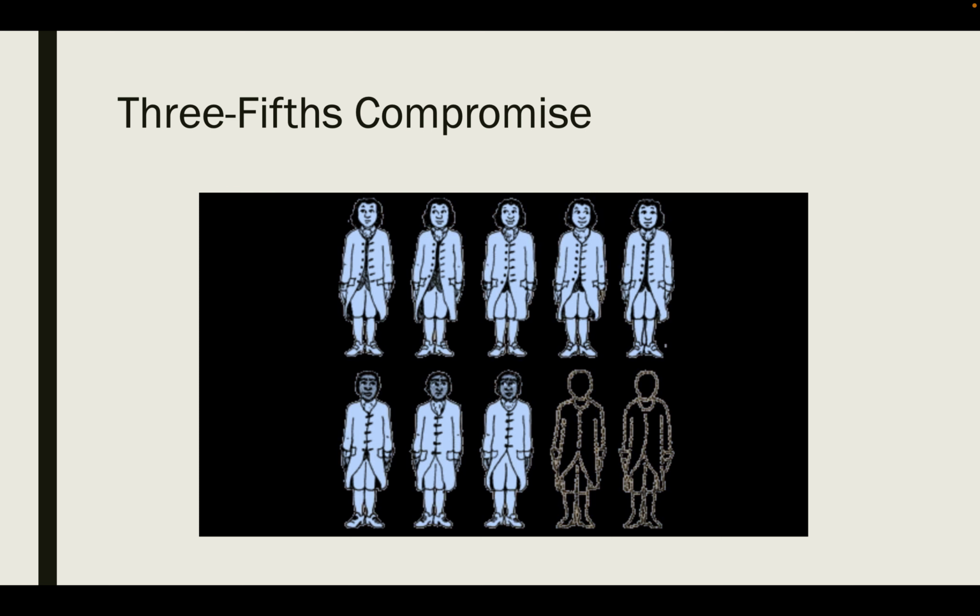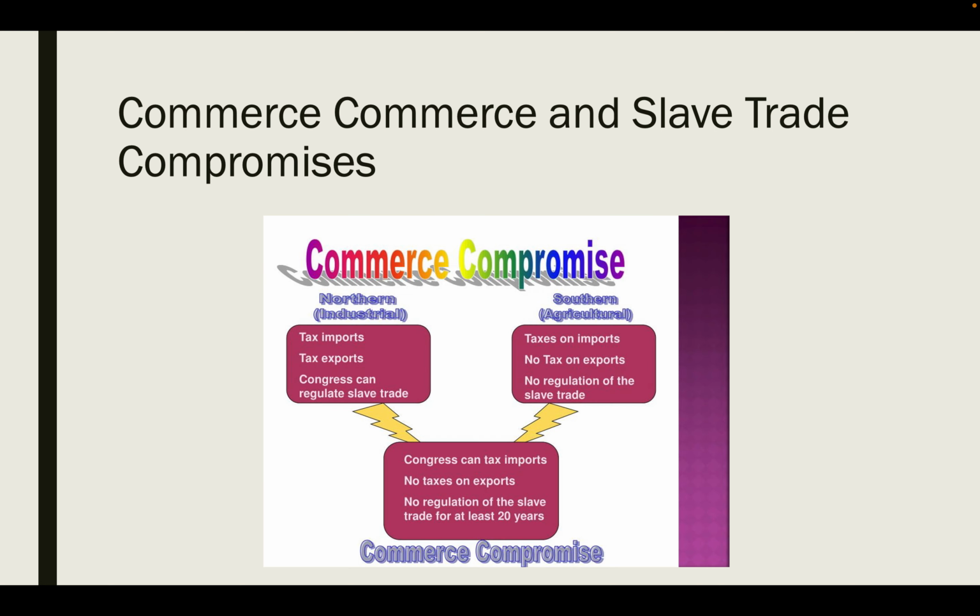And so the compromise is that for every 5 blacks, they will count as 3. So for every 5 slaves that you have, we will allow you to count those as 3. So that is the 3/5 compromise. We're going to count 3 slaves or 3 people for every 5 slaves that you own.